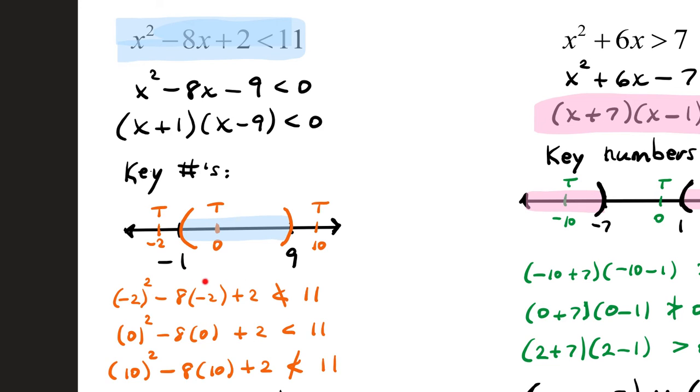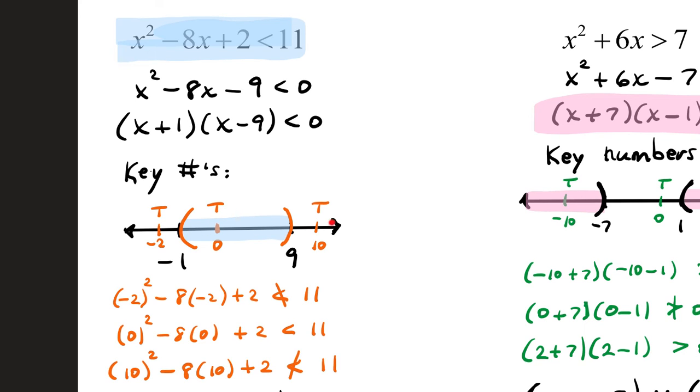Negative 2 squared minus 8 times negative 2 plus 2 is not less than 11, so that's a bad area of numbers. Between the key numbers, you guys wanted me to check with a 0. 0 squared minus 8 times 0 plus 2 is 2. That is less than 11, so that's a good area. We're going to highlight it.